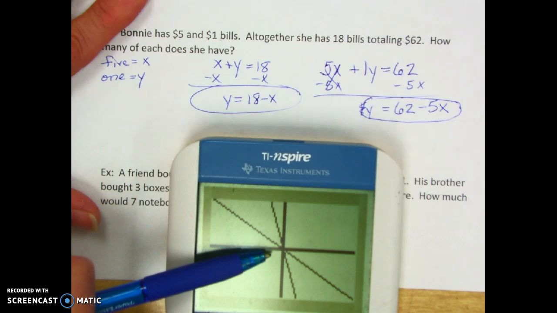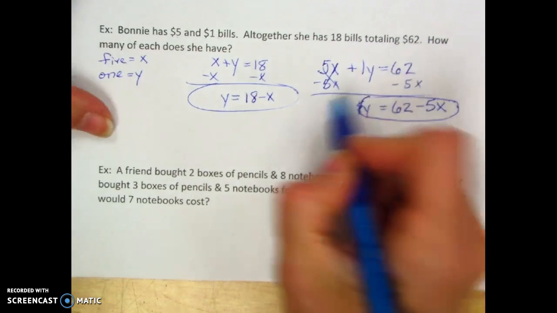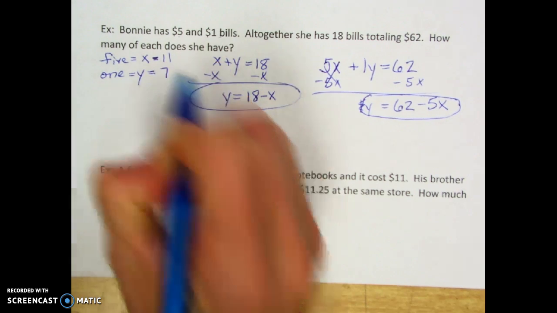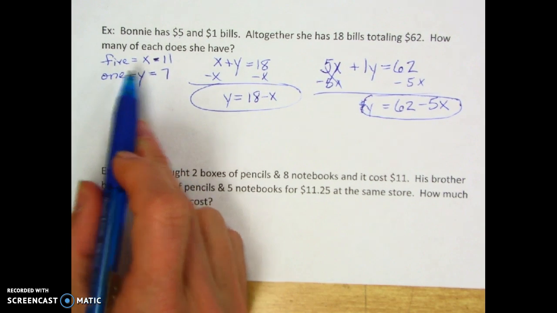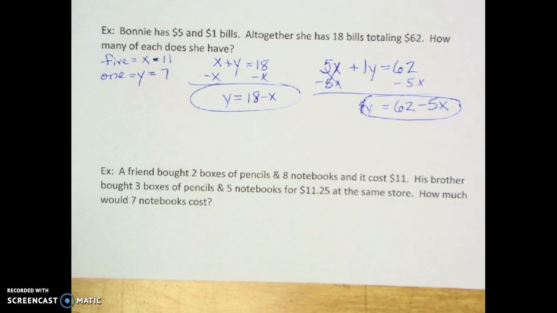All right, I see them. They're both crossing. So we do intersect, first equation, second equation, and there's our intersection point. 11, 7 is what it says they're intersecting at. So 11 is X, 7 is Y, and that means we have 11 $5 bills and 7 $1 bills.